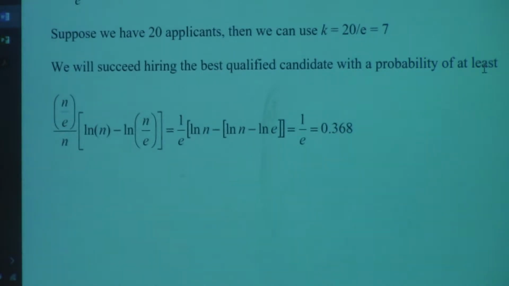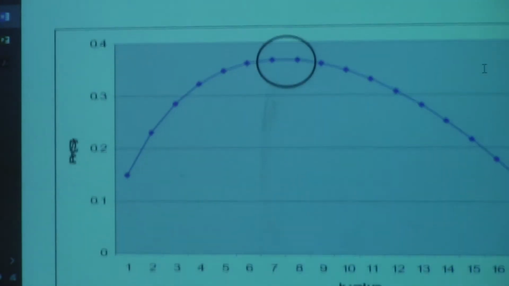So when n is equal to 20, we will hire the best person at least 36.8% of the time. Almost 37%, roughly speaking 2 out of 5 times. Okay. And I think I have some drawings of curves here. Yes, I do. Okay, so that's good.